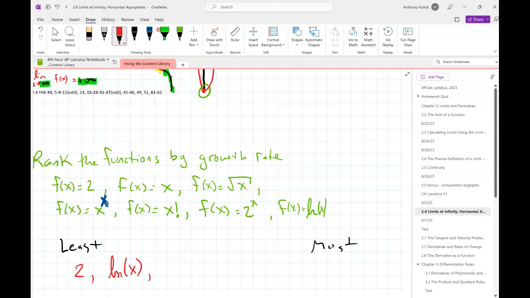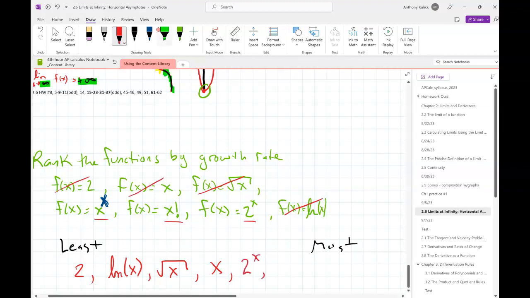What's next? Square root of x. Excellent. Then what? Equals x. x, yep. Okay, we have to be careful now. We have 2 to the x, x to the x, and x factorial, right? 2 to the x is the next answer, because that's 2 multiplied by itself x times, right?